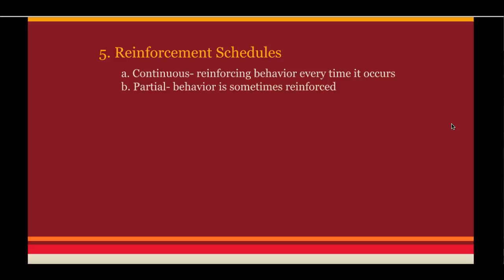When you're doing partial reinforcement, you have a couple of options. The first option is what we call a ratio schedule. A ratio schedule reinforces after so many times doing that behavior. For example, a fixed ratio schedule is when the behavior is reinforced after so many responses.